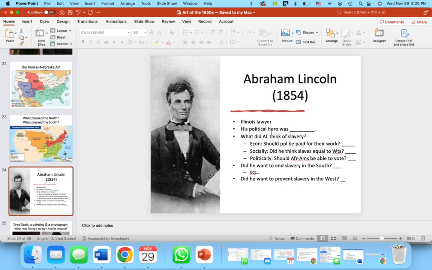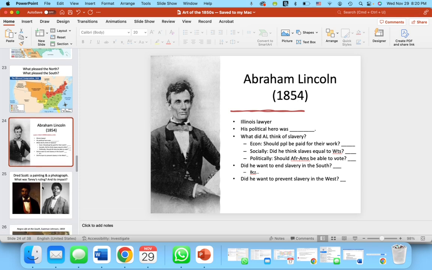His political hero was Henry Clay, and he wanted the country to be united. Okay? What did he think of slavery? He thought it was bad, but he's a moderate on slavery, unfortunately. Economically, he thought African Americans should be paid after a hard day of work. Socially, unfortunately, he did not see these enslaved people as the equal to whites. And politically, you're going to see at the end of the Civil War, he's okay with educated African Americans voting.